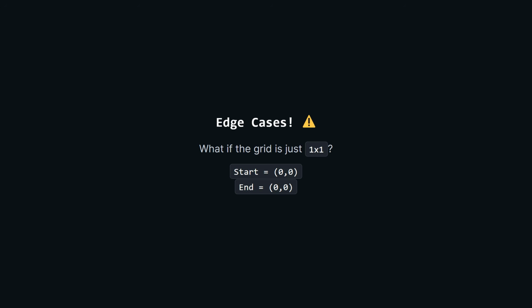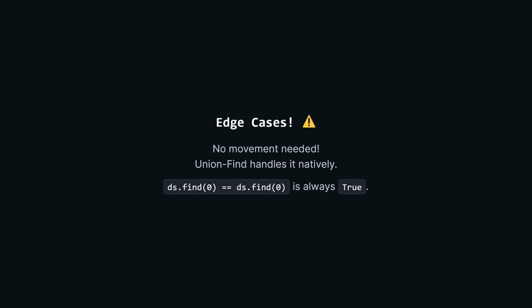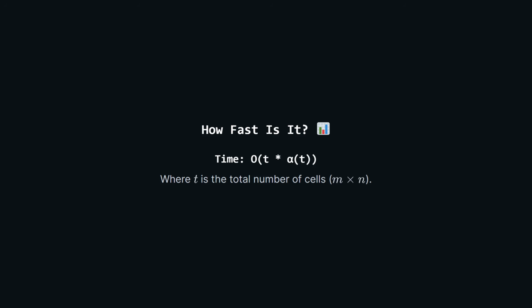A quick note on edge cases. What if the grid is super tiny, just a single cell? Well, our code handles this perfectly. Because the starting coordinates and the ending coordinates would be exactly the same, they both map to ID 0. When we check if they are in the same group at the end, it will always be true, which is exactly what we want.